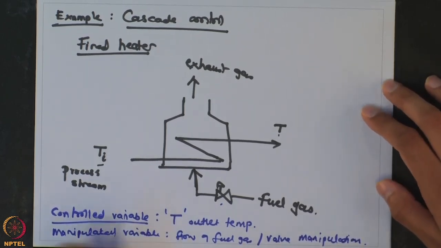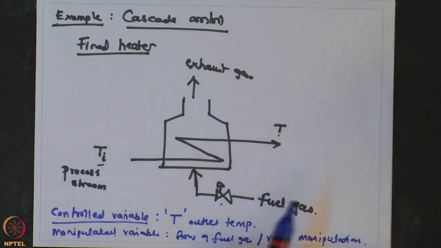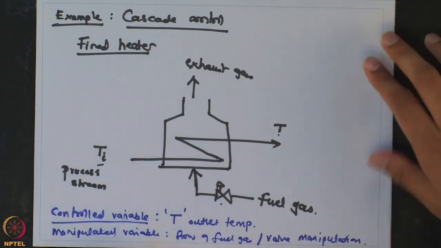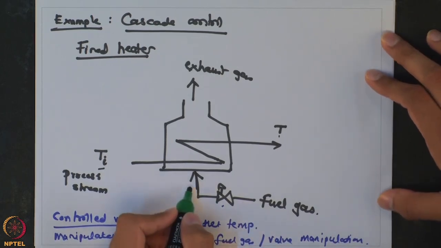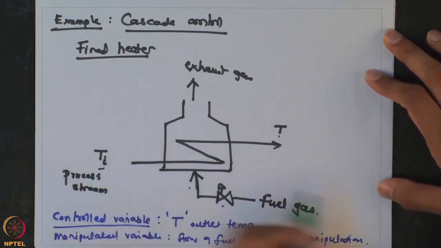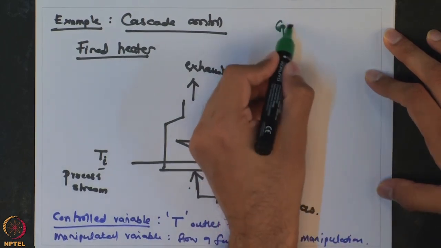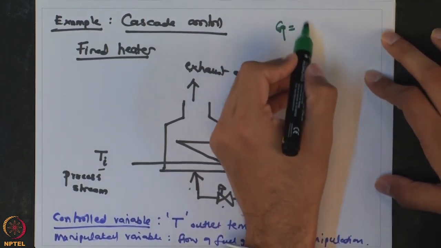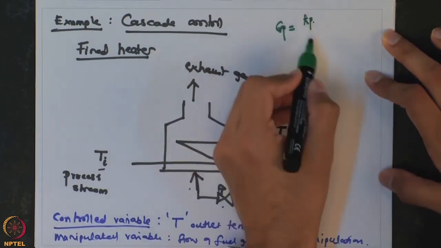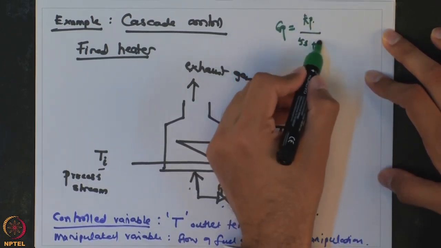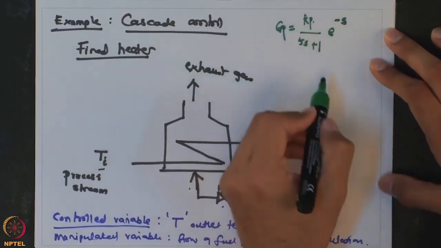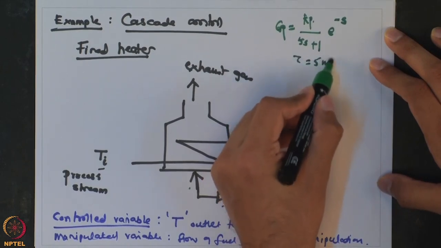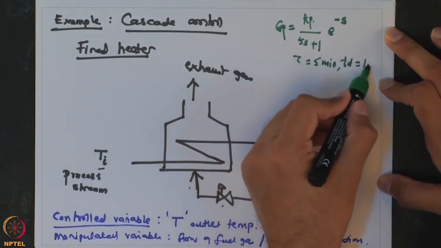For this system, let us consider some example values. Let us say the transfer function between this flow and the temperature, which is given by Gp, is equal to Kp over 5s plus 1, with a time constant of 5 minutes, and it has a dead time of 1 minute. So tau is 5 minutes and dead time is 1 minute.